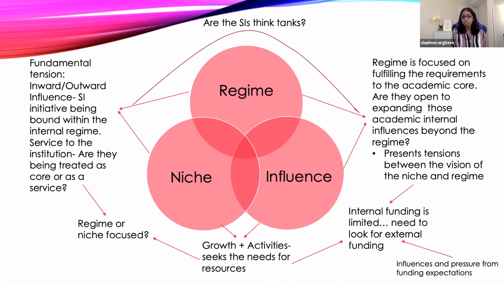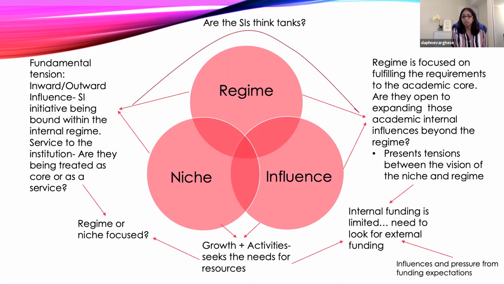For example, when the niche and regime interact, there's a really fundamental tension, which is in reference to how these SI initiatives confront the idea of inward and outward influence, and how they balance those two out. So with the SI initiatives already being bound to the internal regime or hanging off the institution, it means that they are significantly in service to the institution. So at the end of the day, does this mean that the niche is a place where the SI initiatives are being treated as a core to the university, or are they operating more or less as a service to the university?